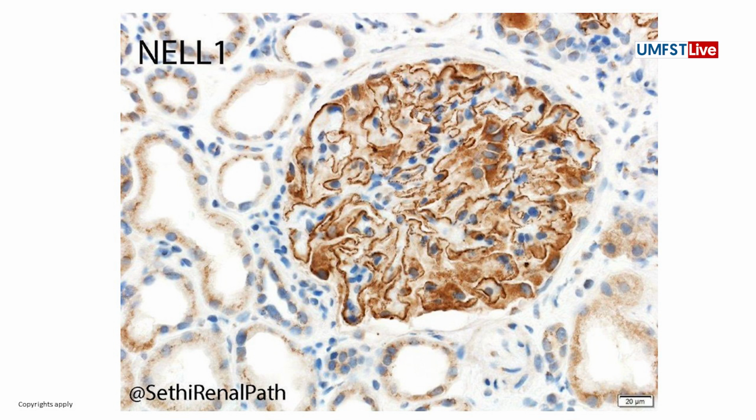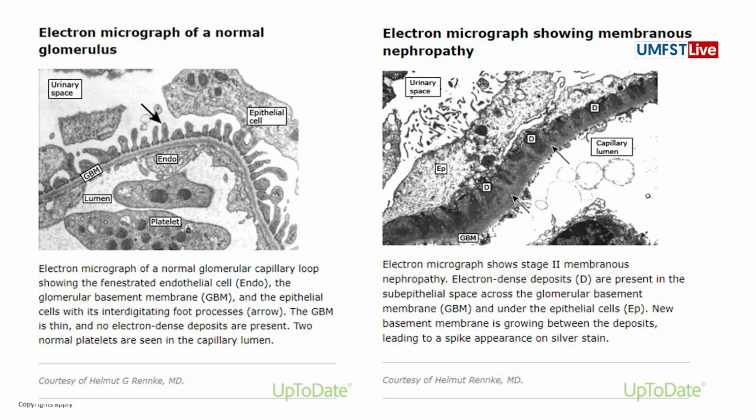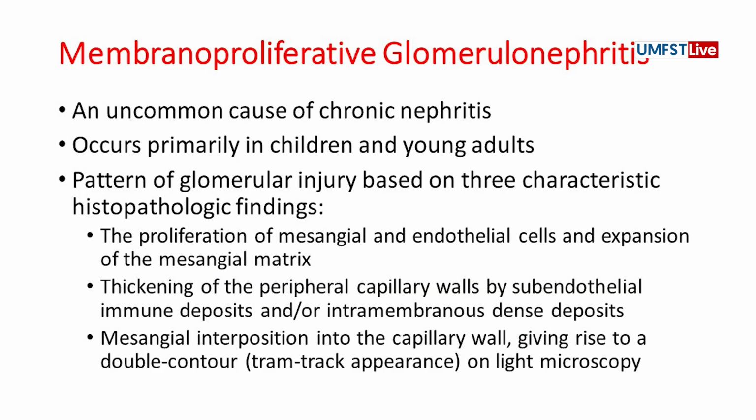In immunofluorescence, this is a direct immunochemistry, I would like to say. It's fluorescein based. You see the nodules, pearl-like, lined by the GBM. And you see dense deposits in electron microscopy. This is the collagen, that's why you see the spikes. These are the electron microscopy findings of membranous nephropathy.